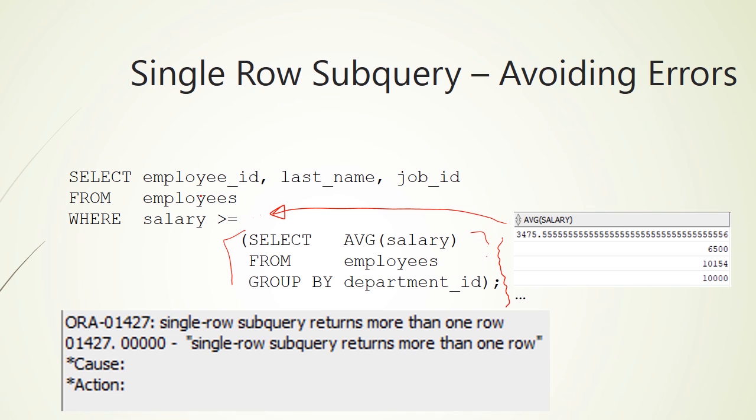Select employee ID, last name, job ID from employees where salary greater than or equal. This comparison operator, greater than or equal, can be used with single row subqueries. The outer query here is expecting only one value from the subquery, but the subquery returns multiple values. So Oracle in this case will return an error: single row subquery returns more than one row. To solve this issue, we can use multi-row subquery comparison operators that will be discussed in later lessons.